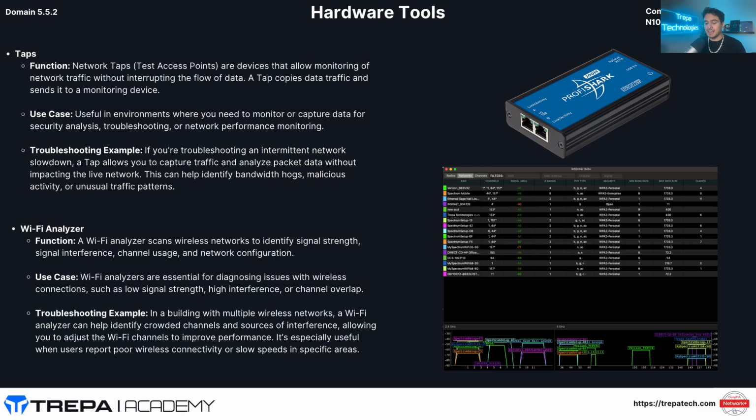A Wi-Fi analyzer. These are as robust as anything, could be very simple, could generate heat maps for you, but a Wi-Fi analyzer scans wireless networks to identify signal strength, signal interference, channel usage, and network configuration. So we want to look at dead zones. We want to make sure we don't have channel overlap. We can use a Wi-Fi analyzer.